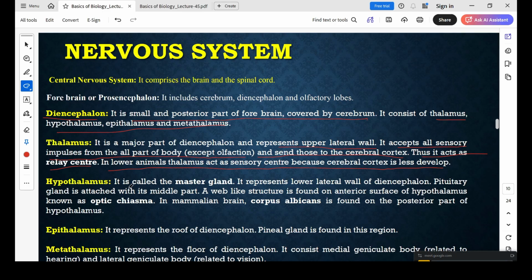The hypothalamus is known as the master gland. It represents the lower lateral wall of the diencephalon. The pituitary gland is also attached to this with its middle part. A web-like structure found on the anterior surface of the hypothalamus is known as the optic chiasma, and in the mammalian brain, the corpus albicans is found in the posterior part of the hypothalamus.